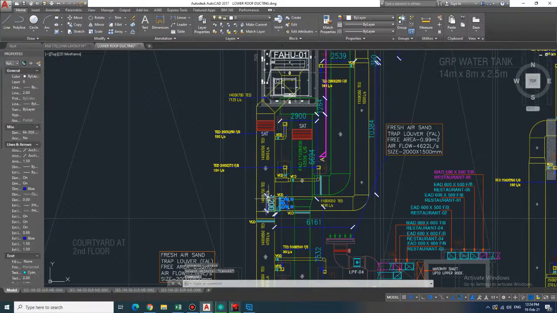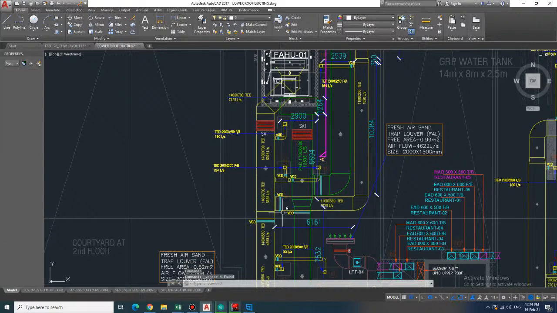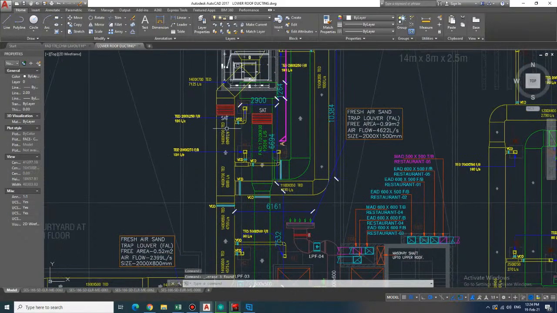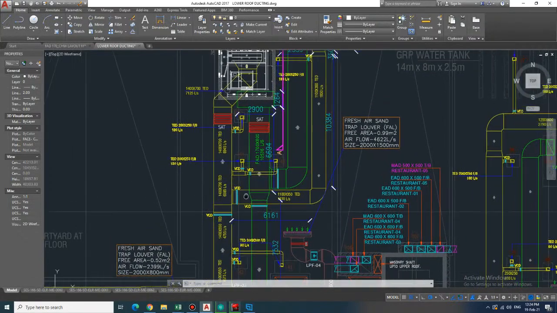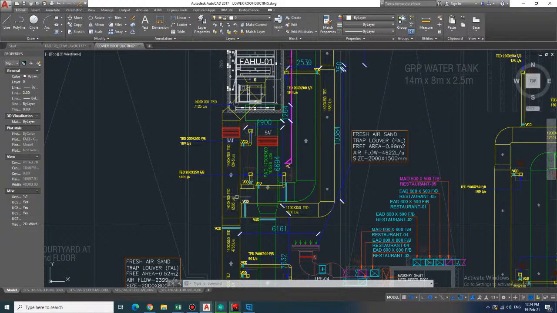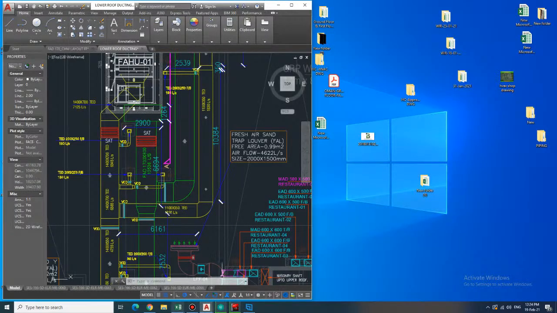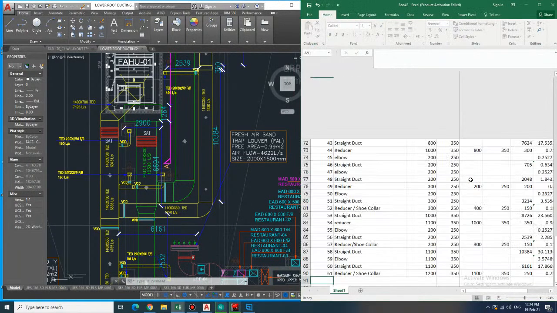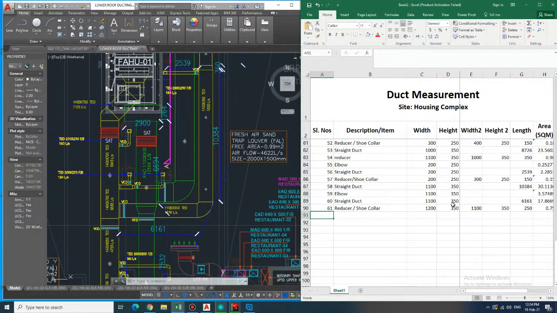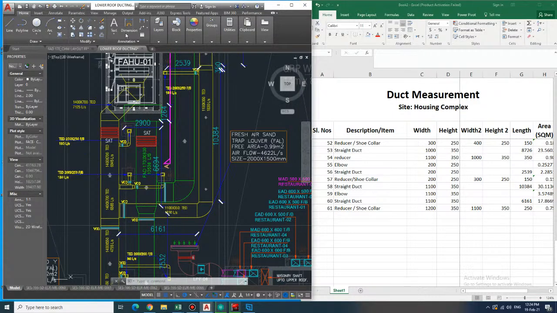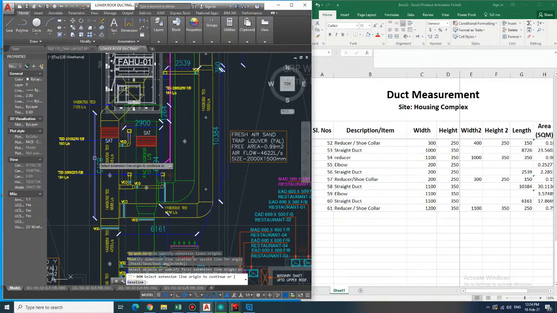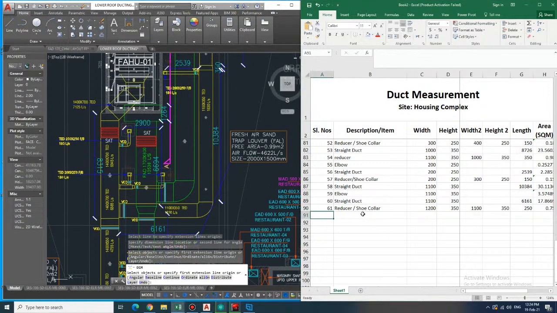First of all, my system is a little bit slow. Okay, this we finished, so we'll go to this area. So that time we can split the screen. First of all, we need to take the length of this duct, so we'll put the straight duct again, 62. The number will be 62 for the straight duct.